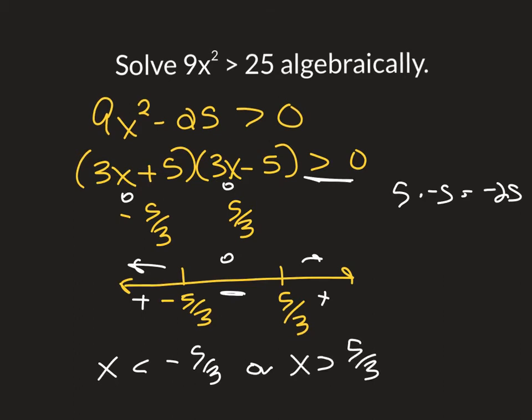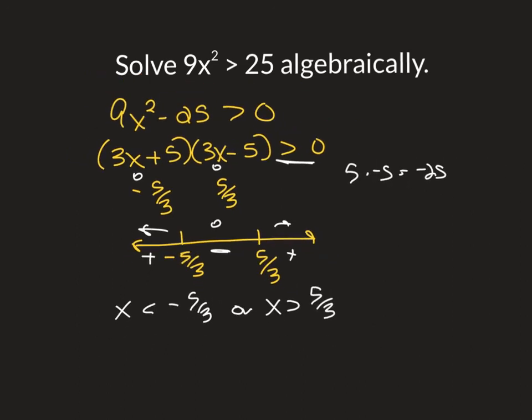If you do interval notation, just remember from the past, we'd write it like this: we would say negative infinity to negative 5/3. We're going to put the big U in the middle, for union, and go 5/3 to positive infinity. Okay, that's solving algebraically. That's two of those. Look back if you need to. I'm going to go to the graphing way now.